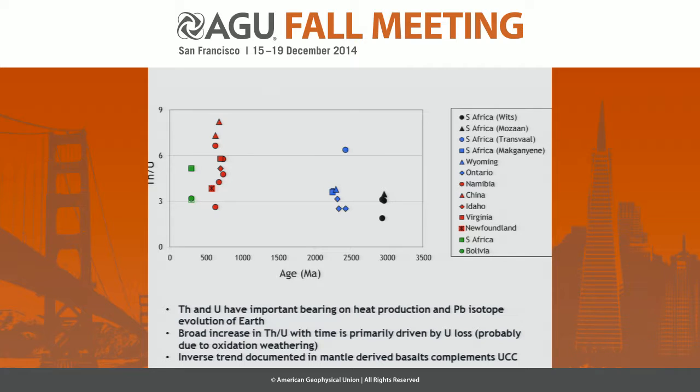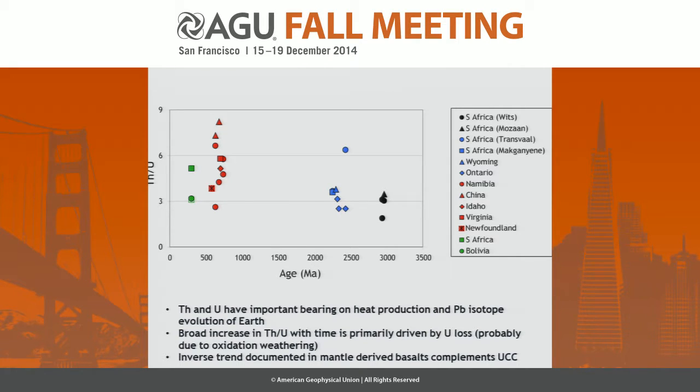So you can see here that there's a fair amount of scatter, but there's a broad increase through time, with decreasing age, in the thorium-uranium ratio. And obviously these are the things that produce different isotopes of lead, so understanding the lead isotopic evolution of the Earth goes hand in hand with this ratio. So we think that the decrease in the ratio through time is due to the loss of uranium due to the oxidative mobilization of uranium.